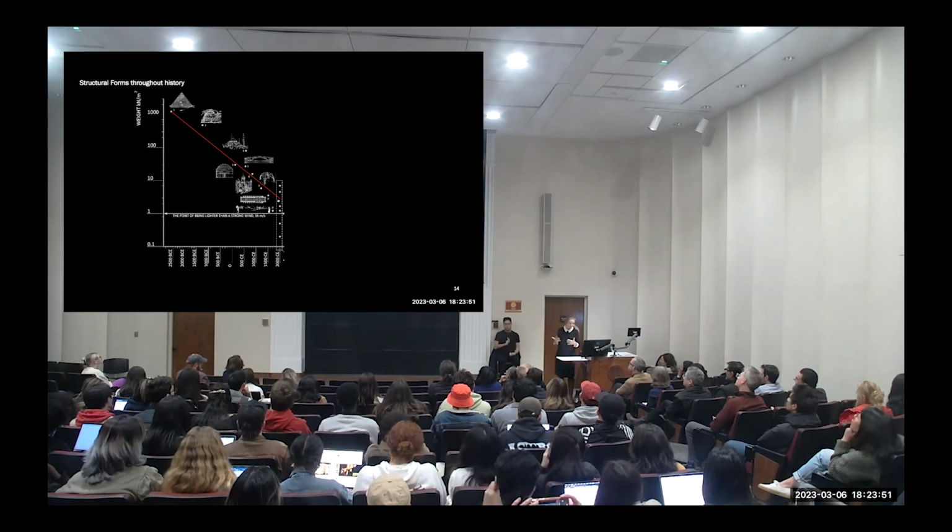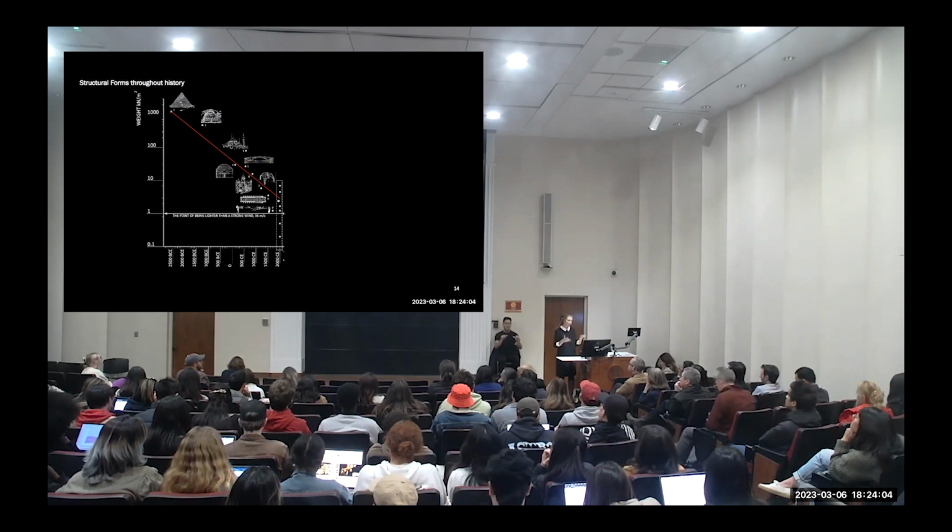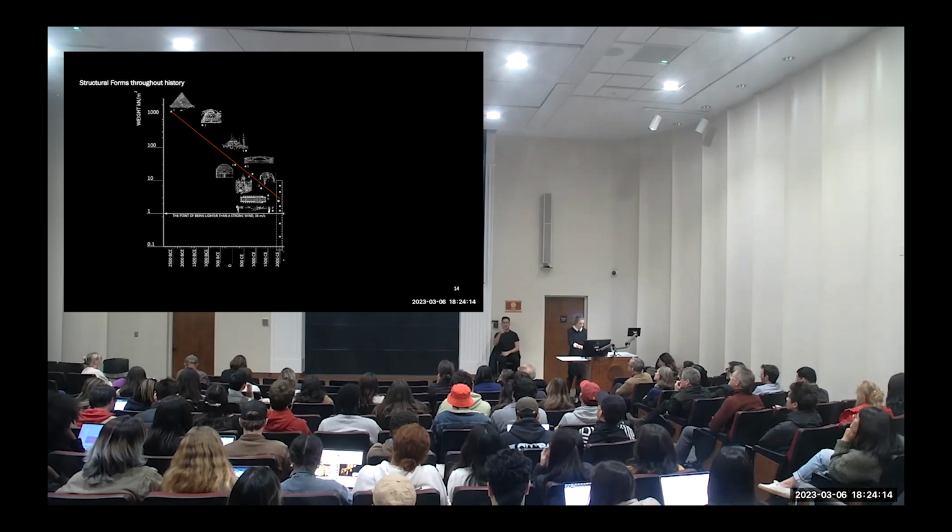You see here a graph with on the x-axis time and on the y-axis weight. Notice that that's a logarithmic scale. And I have put there some of the more important architecture that has used forms. At the top we have the pyramids, those are of course very solid, very heavy. But along that you also find the Hagia Sophia cupola, you find the Gothic cathedrals, you find the Pantheon. And you see that this line is a linear line, right? If you plot time versus weight.